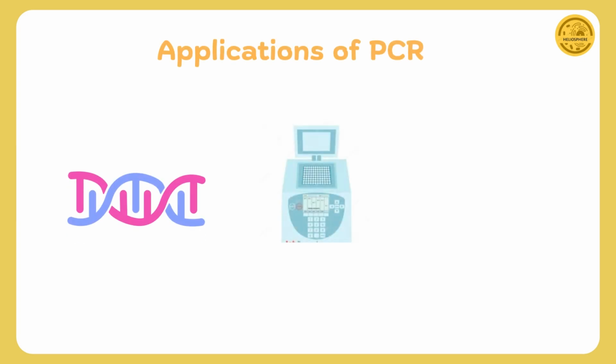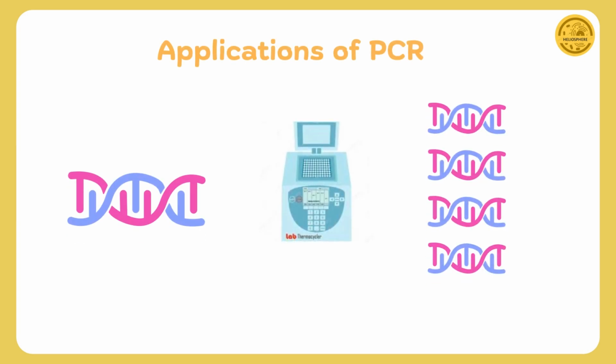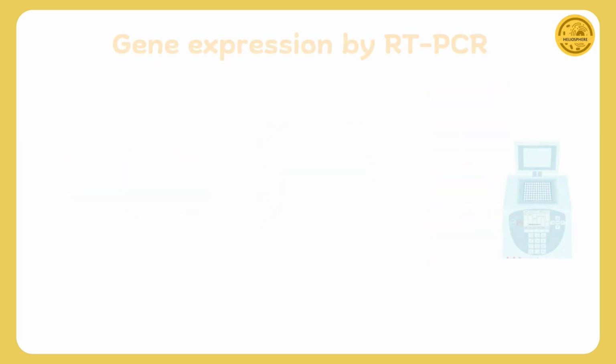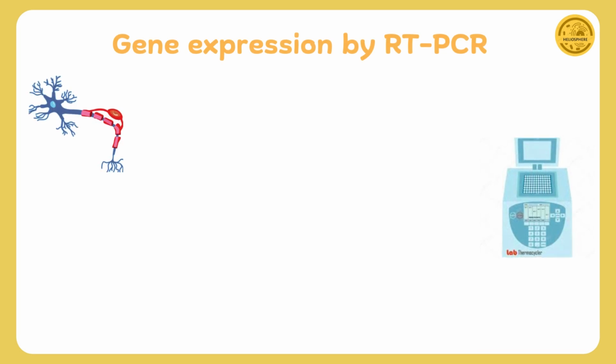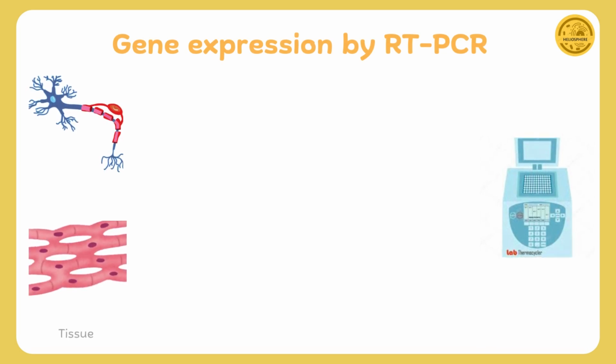PCR, or polymerase chain reaction, is not just about amplifying DNA. It plays a crucial role in research, medicine, forensics, and even agriculture. Gene expression varies across different cell types, tissues, and organisms. Neurons and muscle cells, though they share the same DNA, express different genes at different levels. But how do scientists measure these differences? That's where RT-PCR comes in.